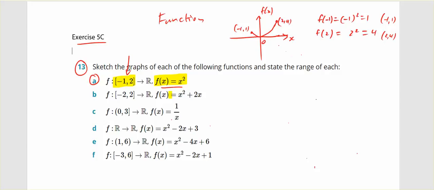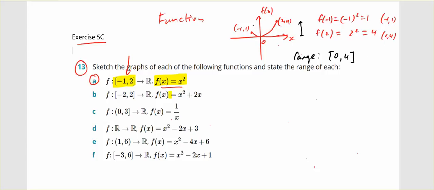Now my range is what y values the graph can take. If we look carefully, the y values go from 4 to 0. So that's my range. My range is from here to here. That's the y values it can take. So my range is given by 0 to 4. You go from lowest to highest, 0 to 4, and they're both inclusive.